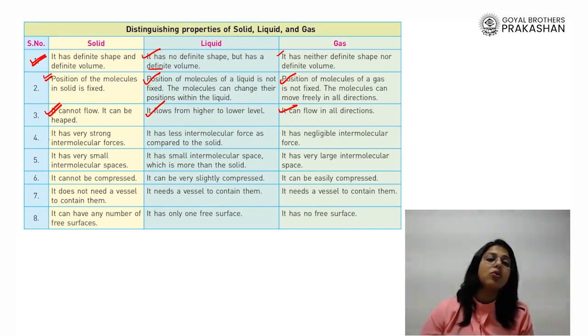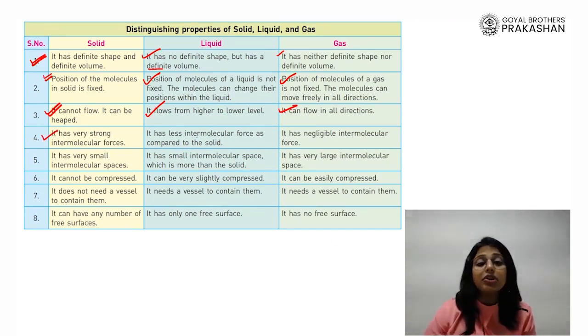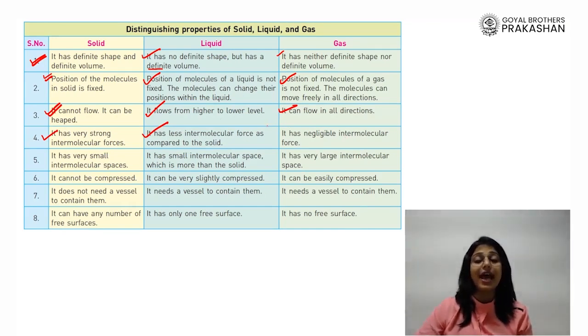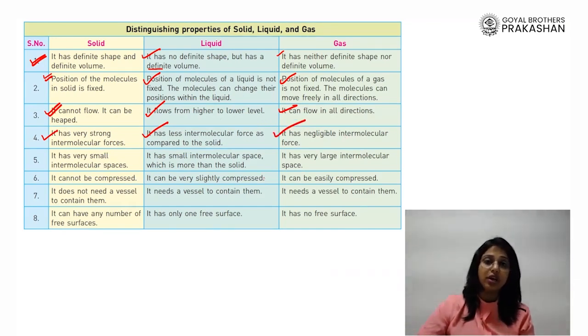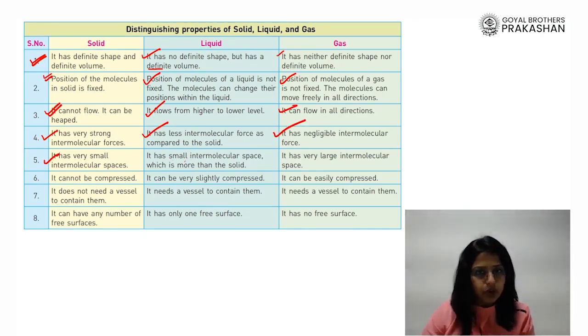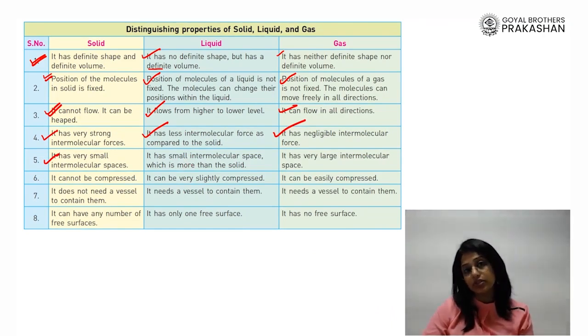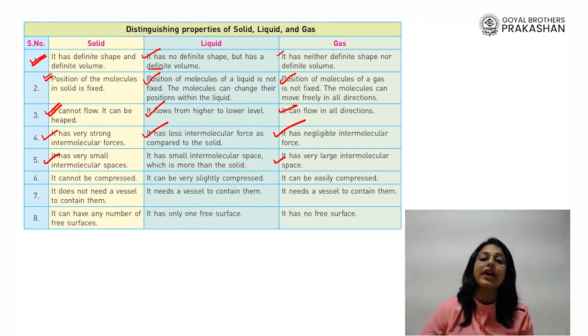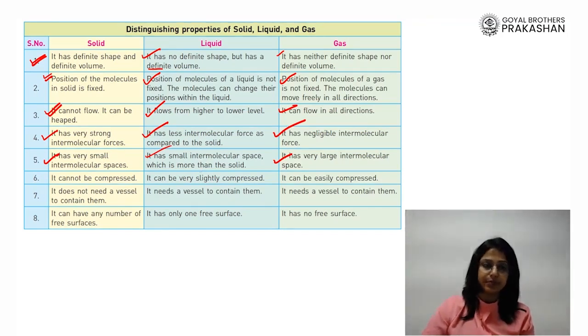When we talk about the solid, it has very strong intermolecular force. The intermolecular force for the liquid is less as compared to that of solid. But when we talk about gases, it has negligible intermolecular force. Then, solids have very small intermolecular space. The liquid has small intermolecular spaces, but more than the solid. And the gases have very large intermolecular space.